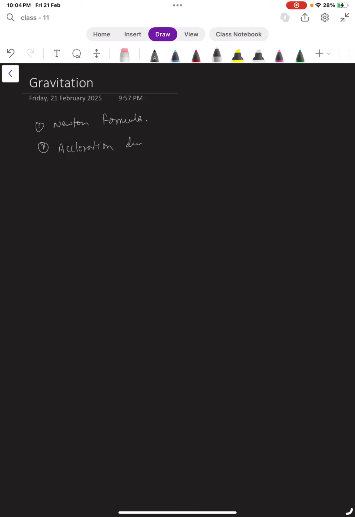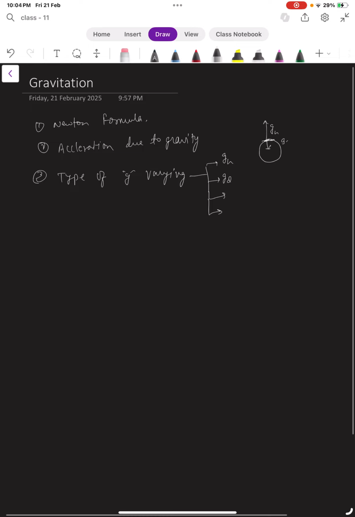acceleration due to gravity. The third topic is types of G varying. This means G will vary by four methods. Actually, there are a total of four methods. Suppose there is g_h, that means above the earth the gravity will vary. If g_d, that means below the surface of the earth the gravity will decrease, and something changes, differing from 9.81 to a different value.